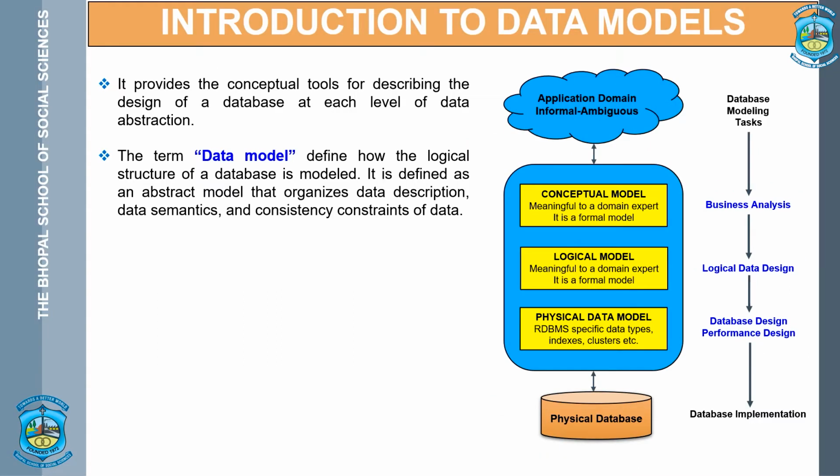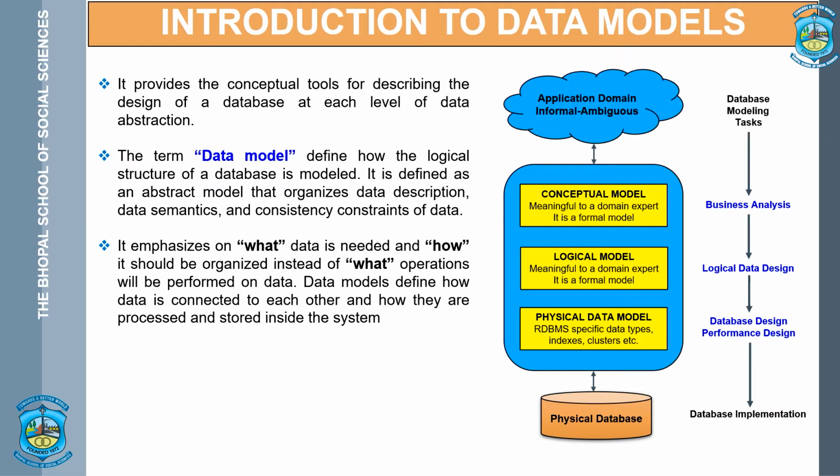So the term data model defines how the logical structure of a database is modeled. It is defined as an abstract model that organizes the description of data, the data semantics, that means the way it should be represented, and the consistency constraints of the data. What all constraints can be applied on data to ensure that we have the correct amount and the correct form of data we require. Here the emphasis is on what data is needed and also how it should be organized instead of what operations will be performed. That means it is basically concerned with the representation and organization of data rather than the various operations that we perform on the data.